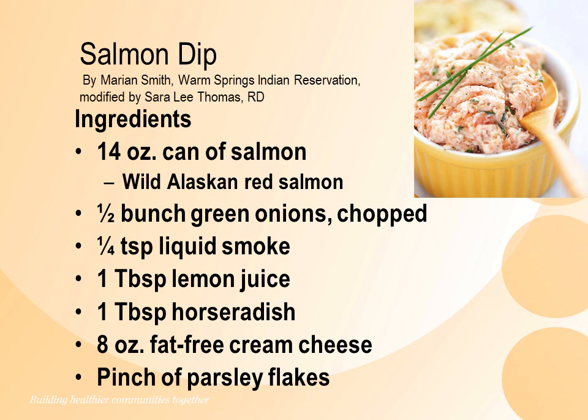So let's go ahead and see what the ingredients are. Use the 1 can of salmon. I like the wild Alaskan red salmon. It has more astaxanthin and omega-3 fats. And I have a bunch of green onions chopped up, a 1/4 teaspoon of liquid smoke.